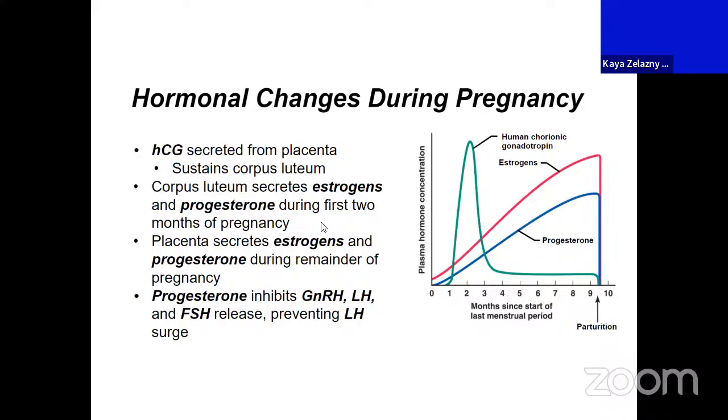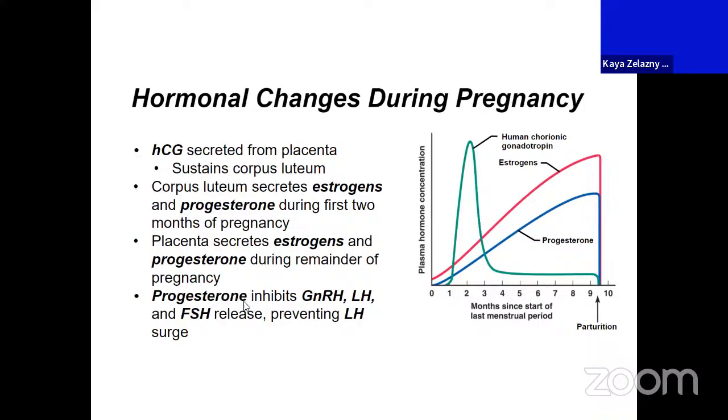And HCG makes that corpus luteum stay around, right? So the corpus luteum in the ovary usually degenerates, but if the placenta is making HCG, it's going to stay around and it's going to keep making estrogens and progesterone, which is what it does in the first place in the earlier parts of the luteal phase. So it's just going to keep going. And then the placenta takes over. So the placenta, after the first 2 months or so, gains the ability to make estrogens and progesterone. So the corpus luteum doesn't have to do it anymore after those first couple months. Placenta takes over, which is how we see these levels going up and up and up.